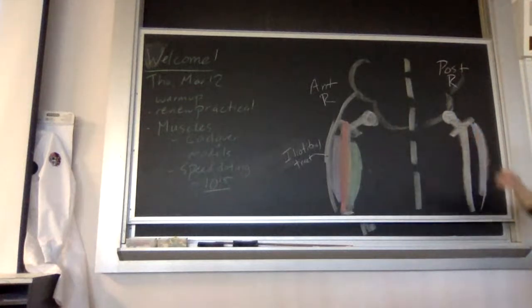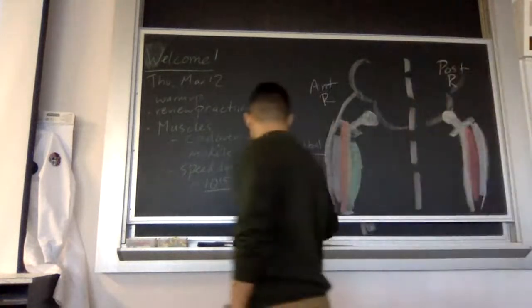Biceps because it has two heads. So when you say biceps, you need to be more specific. Are you talking about biceps brachii or are you talking about biceps femoris? Because they have the same name. So biceps femoris is most lateral of the three.